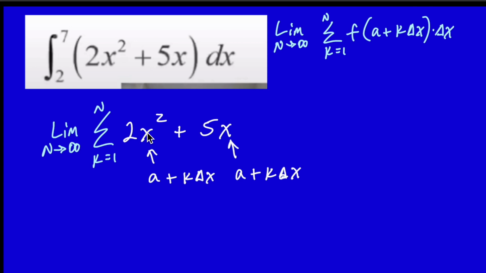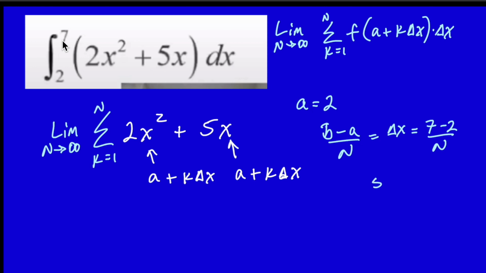To do that, we need to find our a and our delta x. Folks, the a value they give us is 2. The delta x is going to be b minus a over n. Well, they give us the b value as well. The b value is 7. So delta x is going to be 7 minus 2 over n, otherwise known as 5 over n.